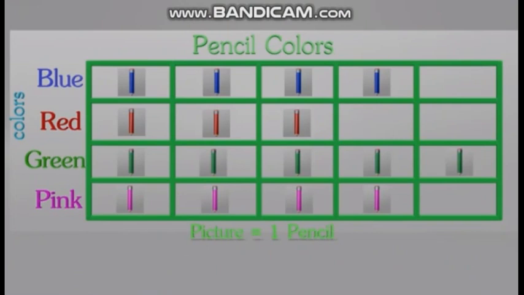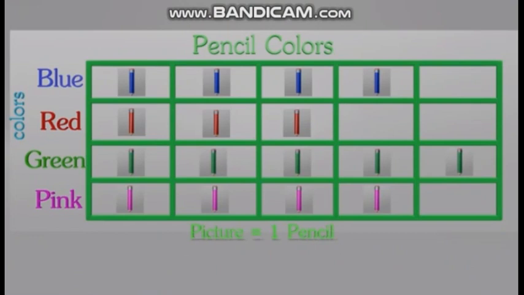Red has just 3 pencils, and we can see there are 3 by the pictures on the graph. Last question, how many pink and red pencils are there together? There are 7. When you add the 4 pink pencils to the 3 red pencils, we get 7.